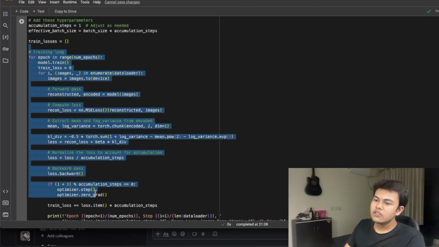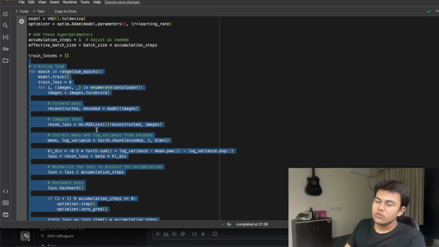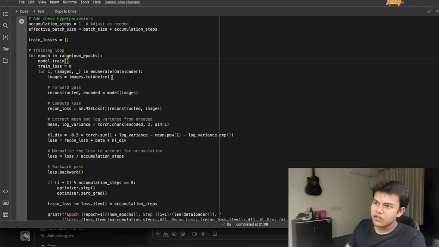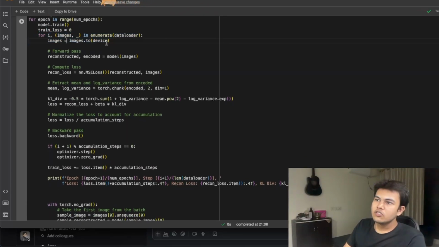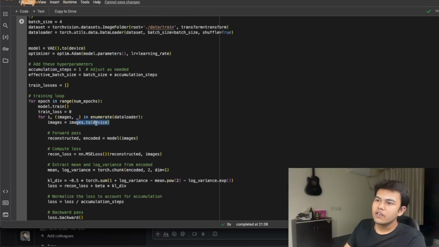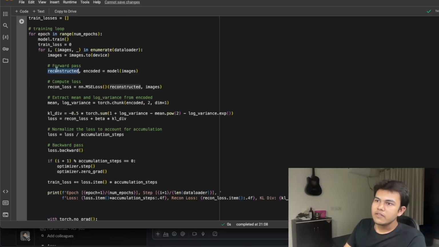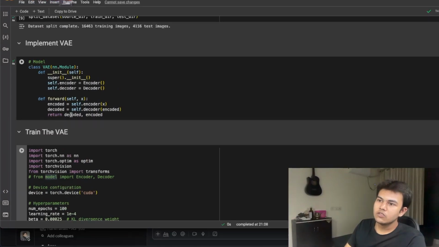So this is our training loop. Now we can finally train our VAE. Okay, so model.train is the typical thing, and then here we are iterating over the data loader images, putting them onto a device. Then the forward pass will return the reconstructed and encoded outputs, as the model was a VAE, which returns two things, decoded and encoded, right?